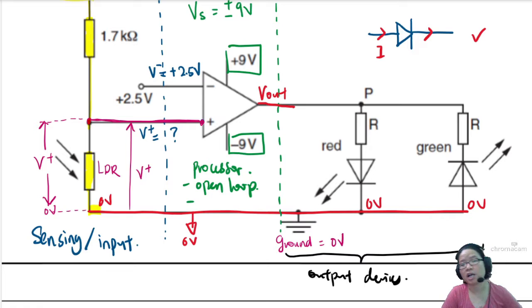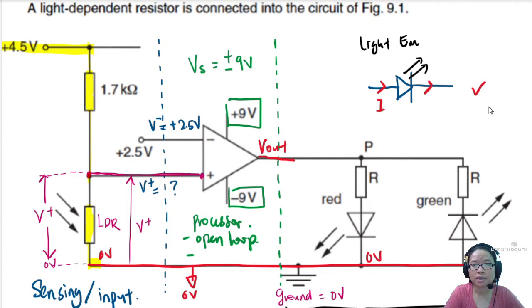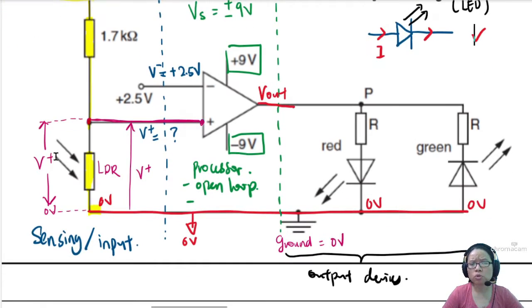So an example of an output devices here are LEDs. So whenever we see this symbol, this is a diode. But whenever there is an arrow pointing out like this, means that the diode will shine light. So this is a LED, light emitting diode. It is likely that you have LED lights at home. Okay, light emitting diodes. Miss, this one also got arrow. This one also got arrow.